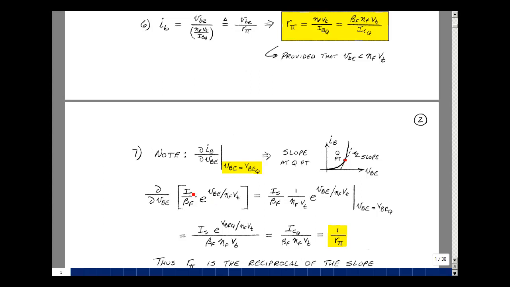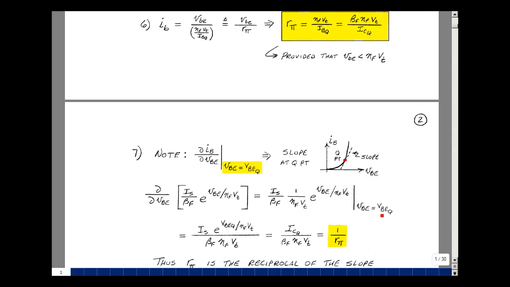We can take our collector current from the previous page in the active region, which was I sub s times e to the VBE over alpha F V sub t. This again is any voltage versus time, and then divide that by beta F to get the base current. This is just a constant, so you can pull that out in front. Then the derivative of e to the ax is equal to a e to the ax, and here a is equal to 1 over alpha F V sub t.